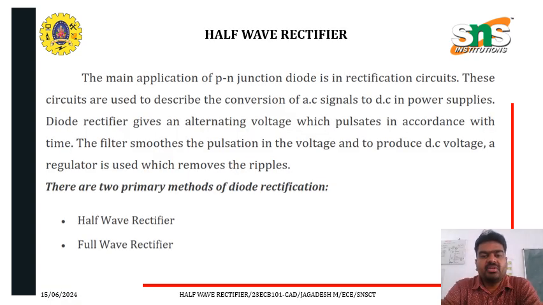The main application of the PN junction diode is in rectification circuits. These circuits are used for the conversion of AC signals to DC in power supplies. A diode rectifier gives an alternating voltage which pulsates with time. The filter smooths the pulsation in the voltage to produce DC voltage. A regulator is used which removes the ripples. There are two primary methods of diode rectification: the half-wave rectifier and the full-wave rectifier.